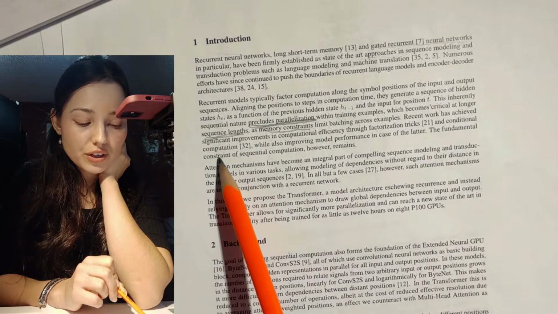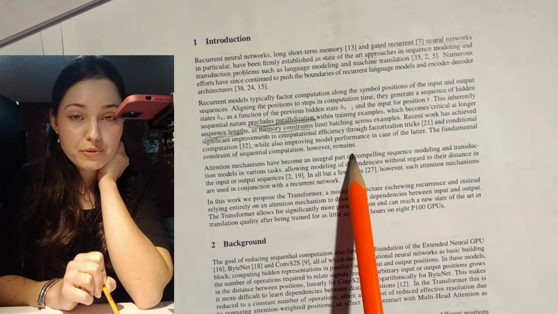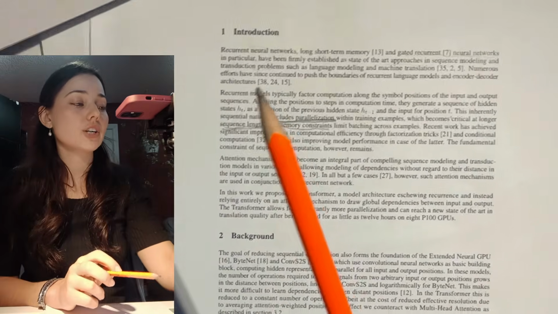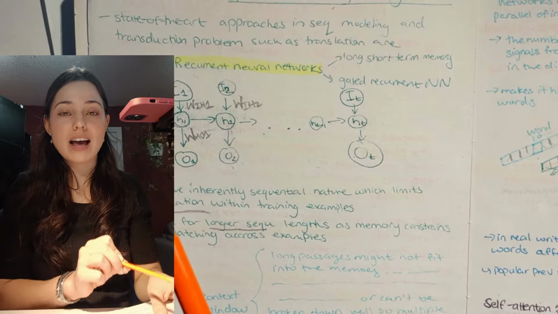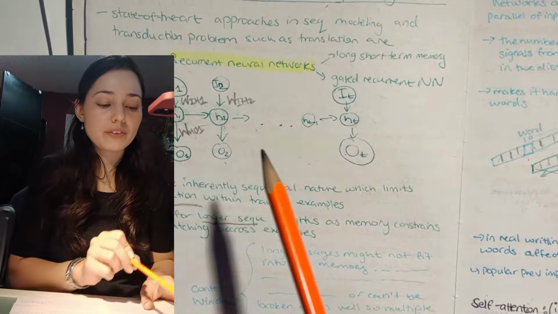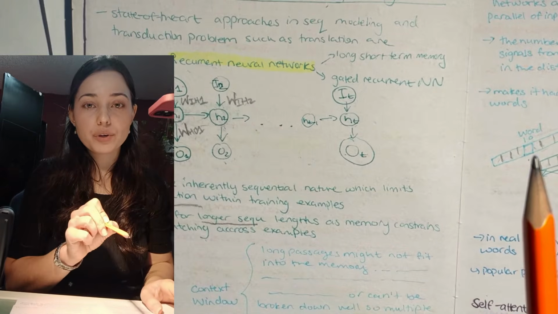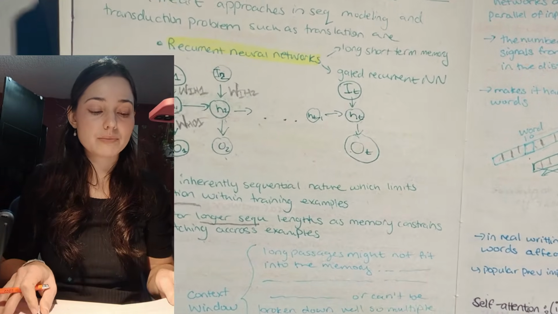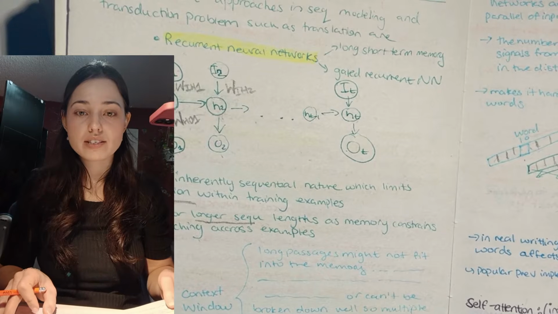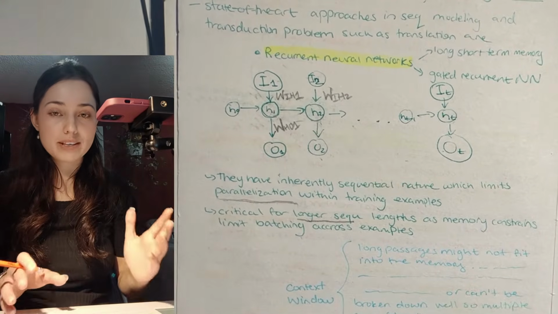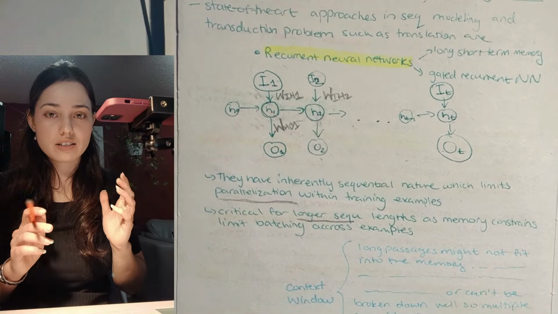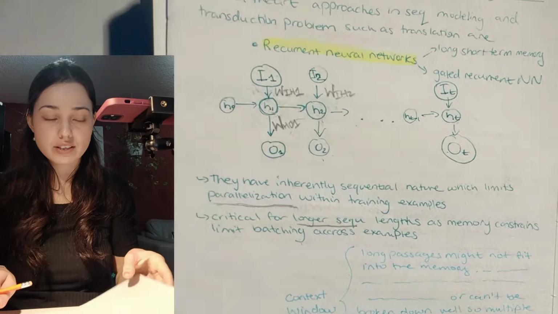The fundamental constraint of sequential computation, however, remains. So again, these recurrent neural networks are sequential by nature. In order to calculate the next one, we have to wait for the last hidden state to have finished calculating. Which becomes kind of a problem because they're just naturally not parallelizable due to their sequential nature. But their sequential nature is also what makes them really good at these sequential tasks like language processing.